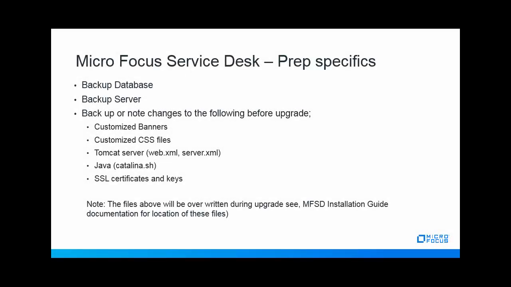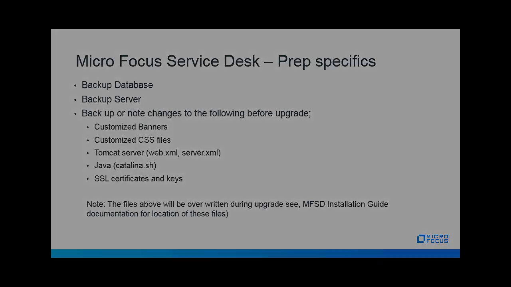Micro Focus Service Desk prep specifics. You want to make sure you back up the database, back up the server, and back up or note any changes to the following before the upgrade. Any customization banners, you want to save those ahead of time. Customized CSS files, any Tomcat server changes in the web.xml or server.xml files, Java changes in the catalina.sh, and then any SSL certificates and keys. Note, the files above will be overwritten during the upgrade. See the Service Desk installation guide and documentation for the location of these files.